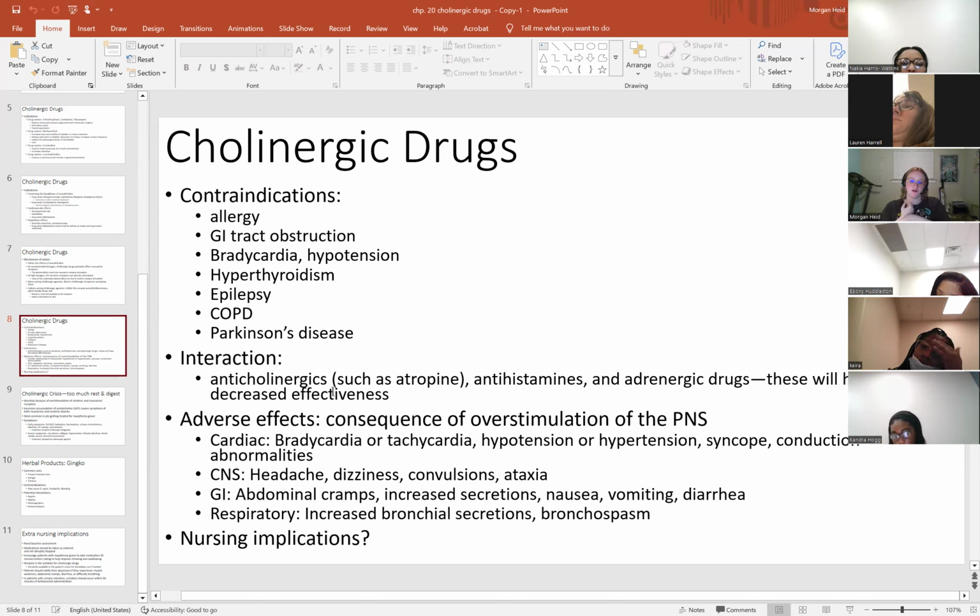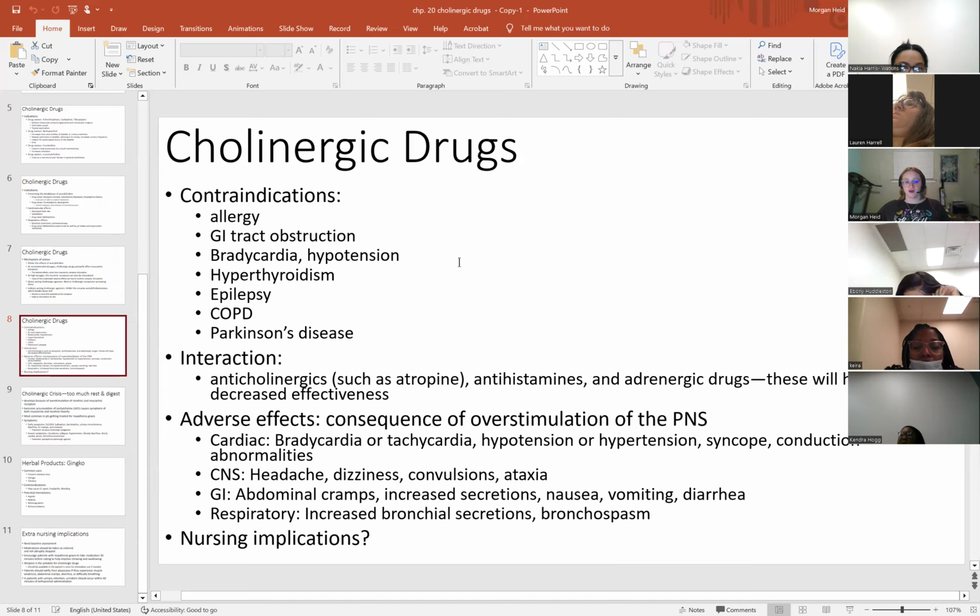The interactions here: if I take an anticholinergic, which is the opposite of this one, right? They're going to block the muscarinic and the nicotinic receptors so that I can't do certain aspects of the parasympathetic. I'm going to turn certain things off, just like we saw with the alpha and beta blockers, but only for this part. All right, so if I take one of those, if I take an antihistamine, or if I take an adrenergic drug, which is what the very first chapter that we did, if I take any of those with the cholinergic medication, it's going to decrease the effectiveness of the cholinergic medication.